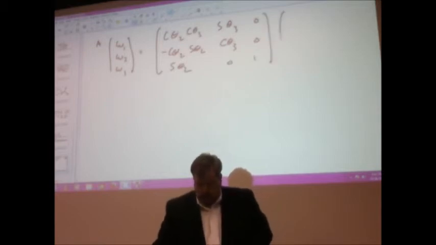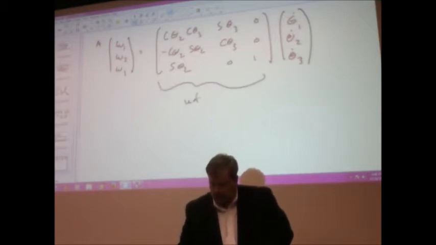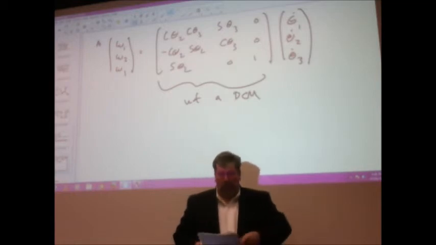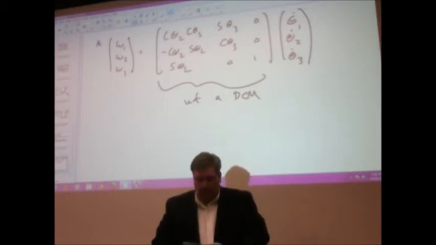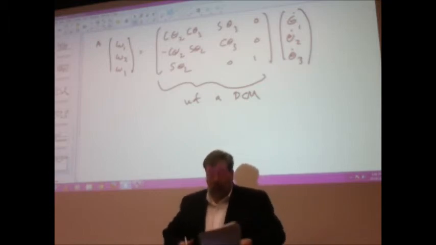Okay. I'm going to point out to you that this matrix I just wrote in here maps from the world of theta dots into angular velocity components. This is not necessarily a DCM. It might be under some weird rare circumstance, but it's not in general a direction cosine matrix. It's just a thing that multiplies some numbers. Even though it looks like a direction cosine matrix, it's not.